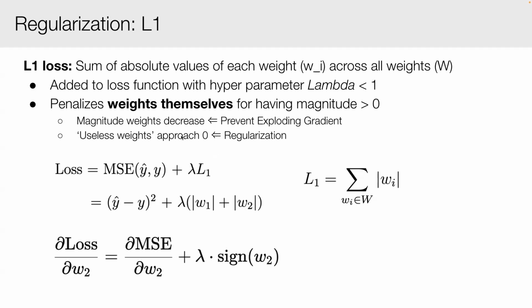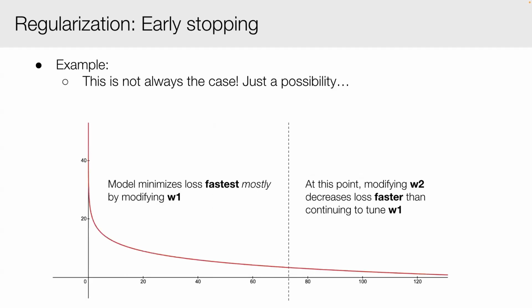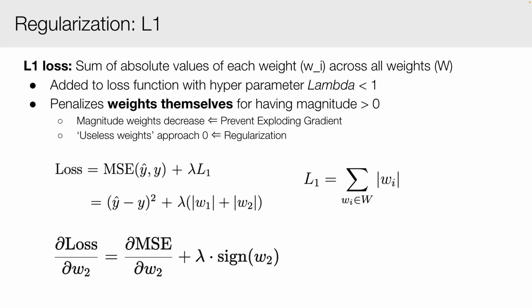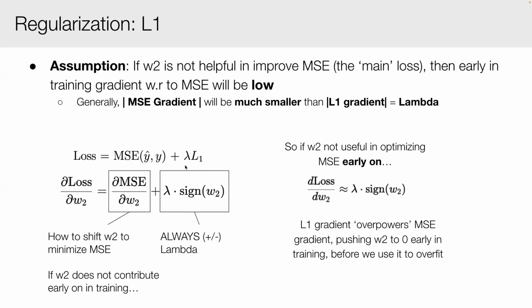What's also interesting, and this is the main reason why people use L1 loss over L2 loss, is that the useless weights, the weights tied to noisy inputs, approach zero. That's where the regularization comes in. So what do I mean by that? Okay, this is the loss for MSE plus L1 loss.